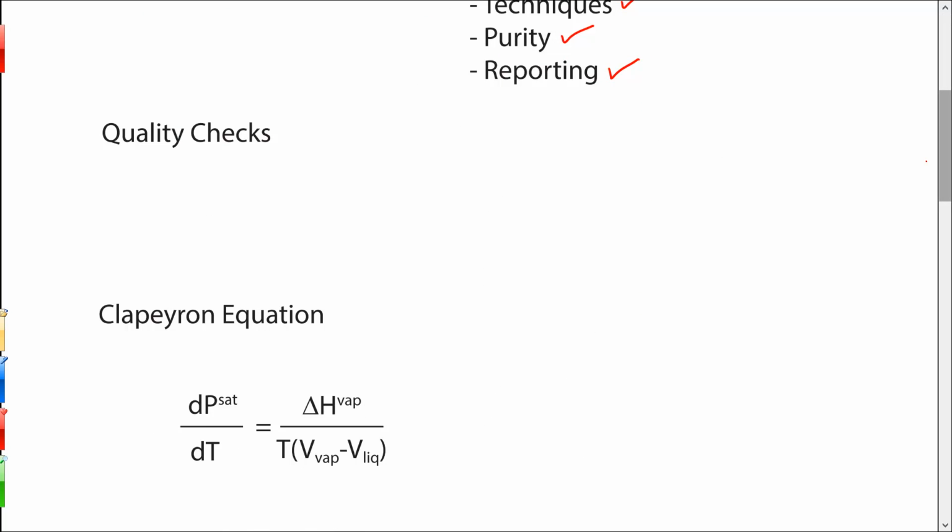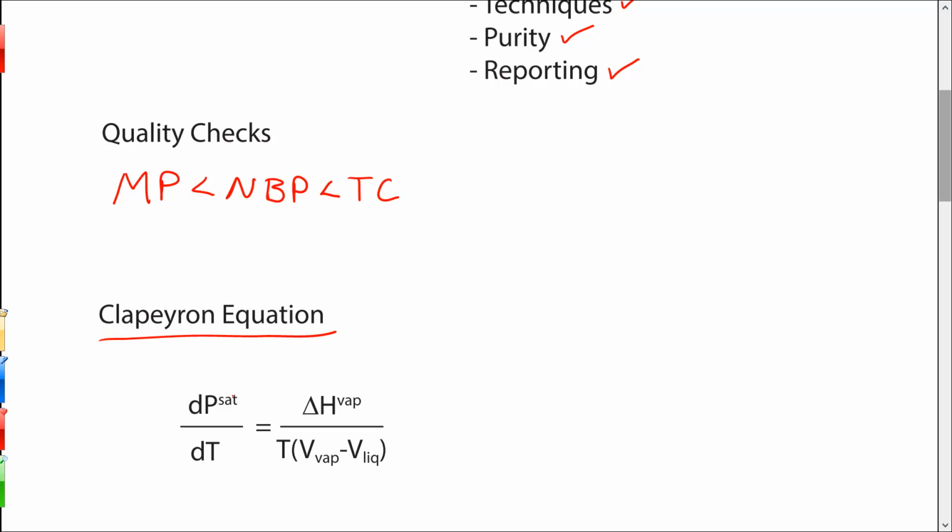Some are fairly simple. For example, the melting point of a compound should be less than the normal boiling point, and the normal boiling point should be less than the critical temperature. More complex quality checks rely on rigorous thermodynamic relationships. An example of this is the Clapeyron equation.